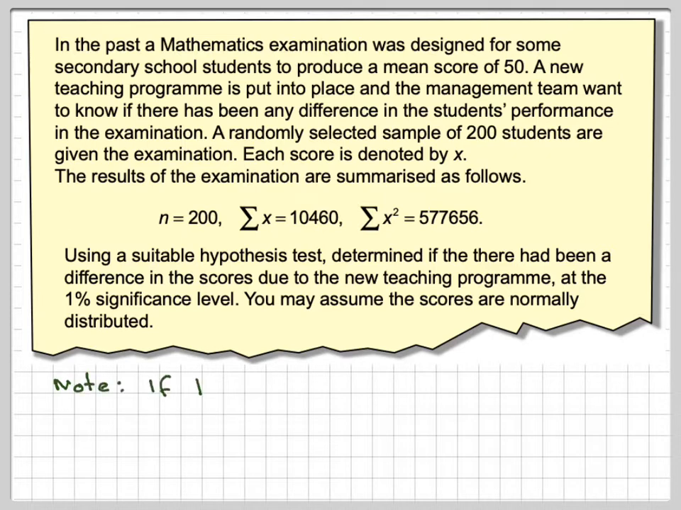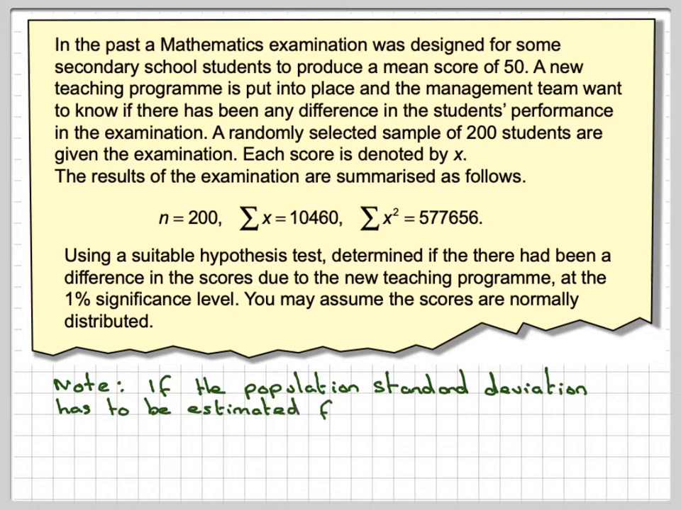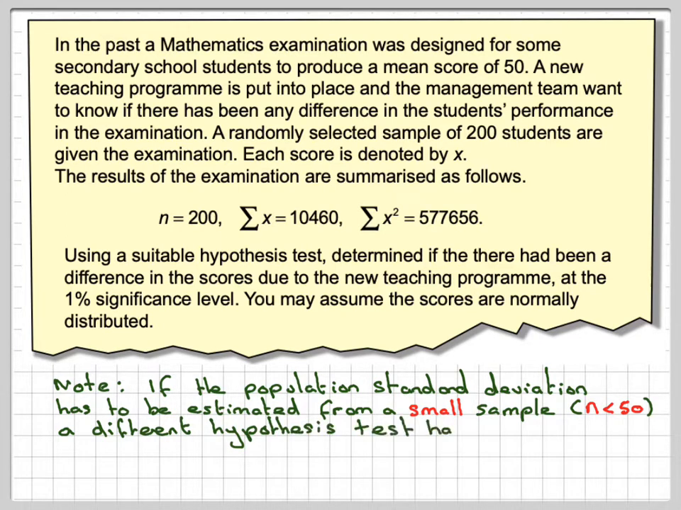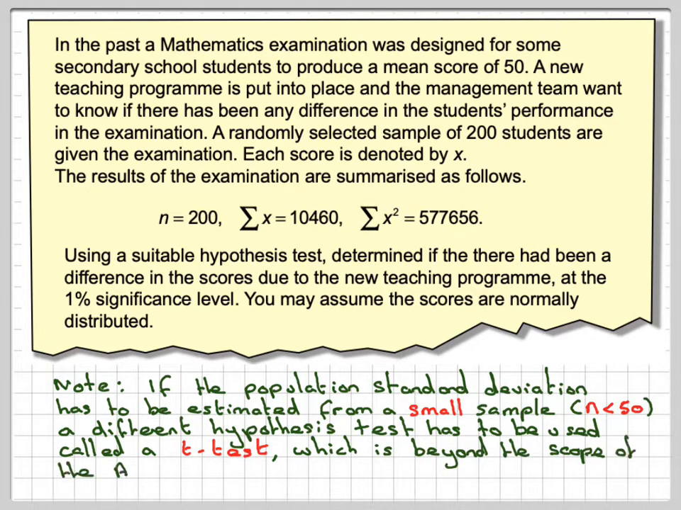So, note, if the population standard deviation has to be estimated, which is true in this case, from a small sample, which is not true, we have a big sample in this case, then a different type of hypothesis test has to be used, and that's called a t-test. The t-test is not in the scope of the A-level course as it's currently set out.